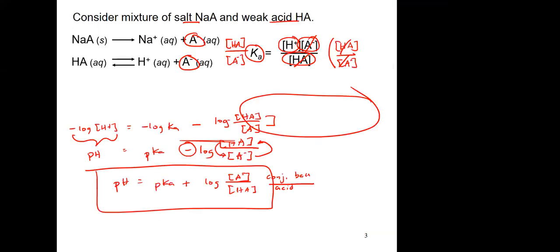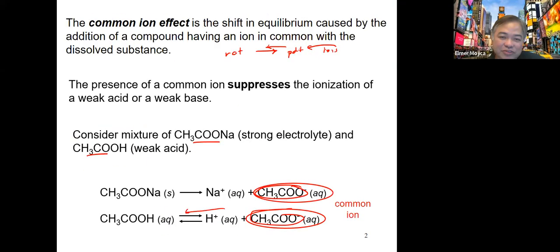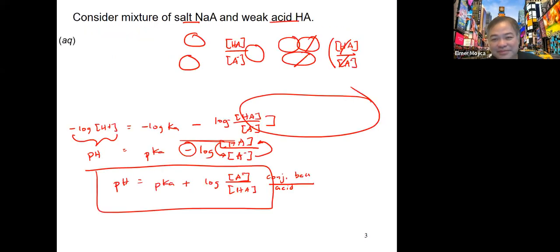Acetate. So if we're going to look at this, we have what? Acetic acid. And then the conjugate of that is acetate. Where does the acetate come from? A salt. Okay.